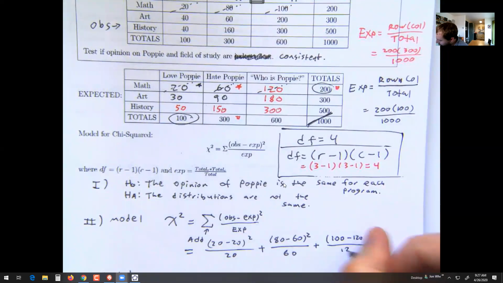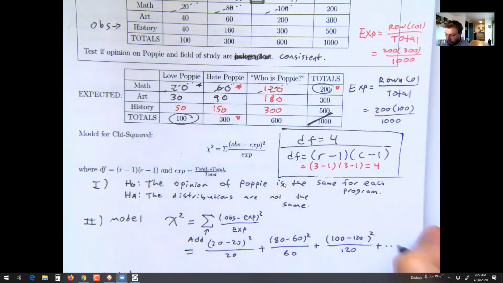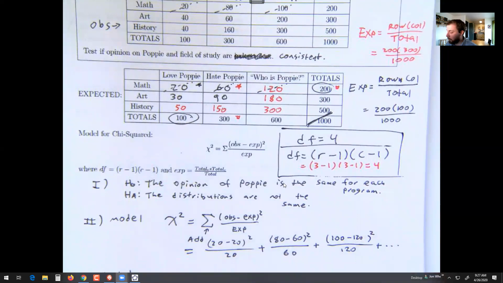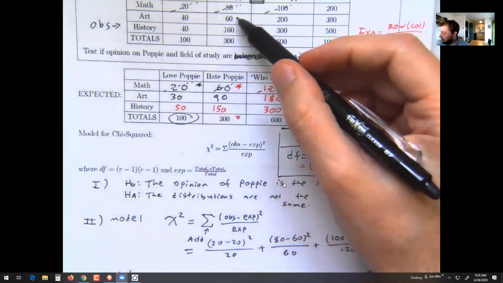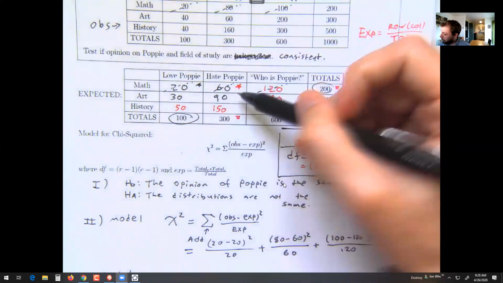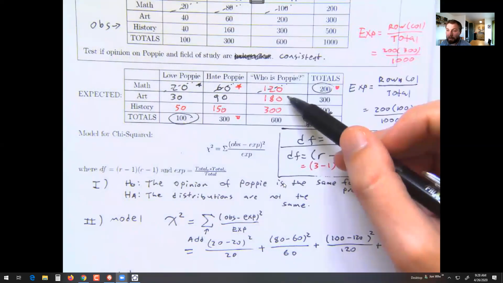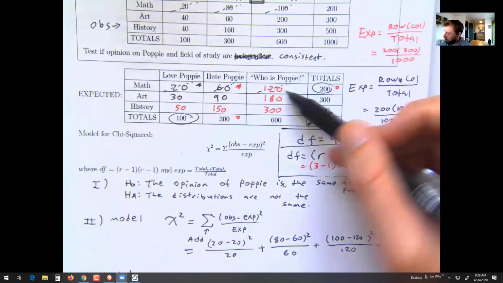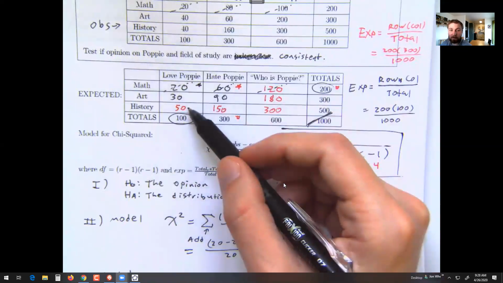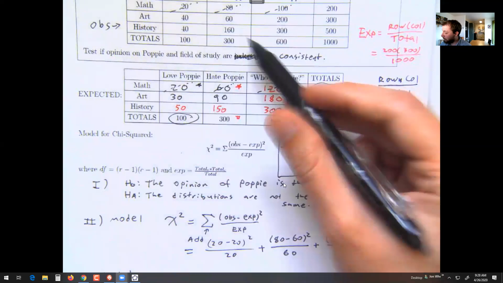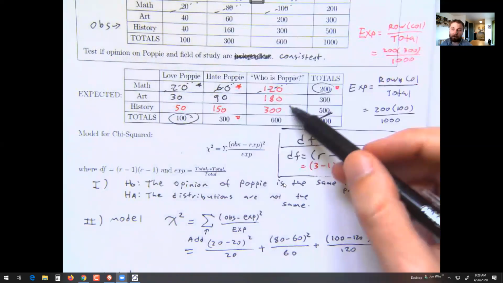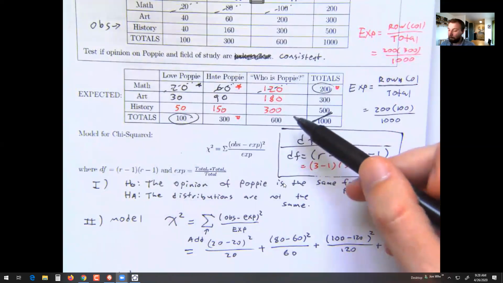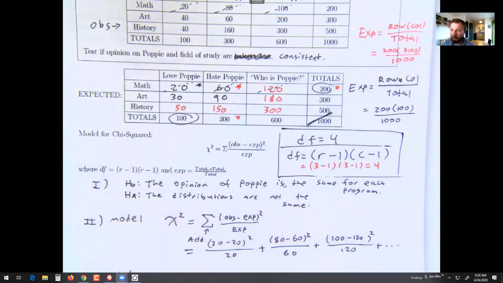Squared, the expected is 120, plus dot, dot, dot. So the next one, I would have 40 minus 30 squared over 30, 60 minus 90 squared over 90, 200 minus 180 squared over 180. I would have 40 minus 50 squared over 50, 160 minus 150 squared over 150, and 300 minus 300 squared over 300.